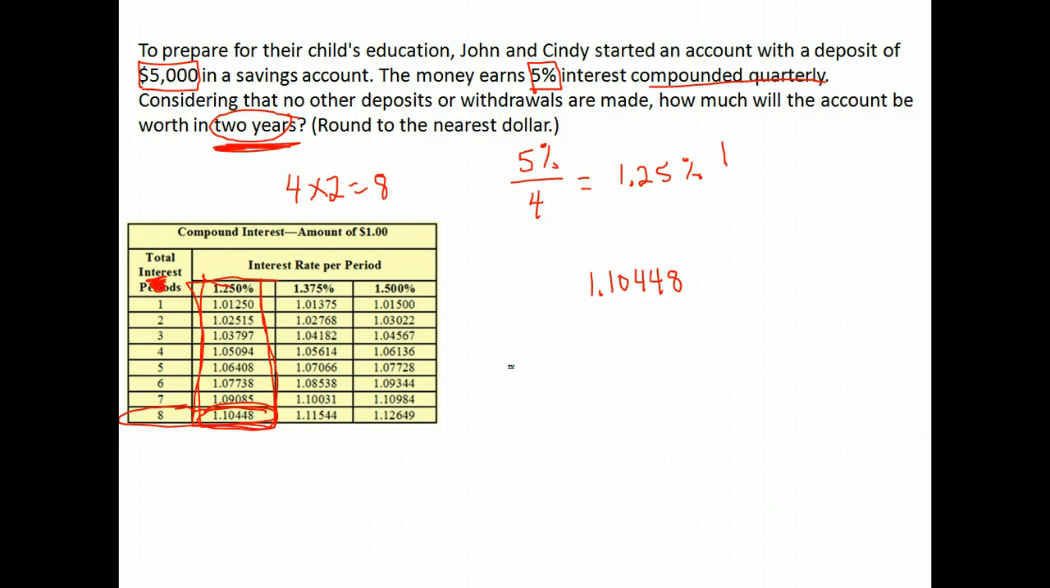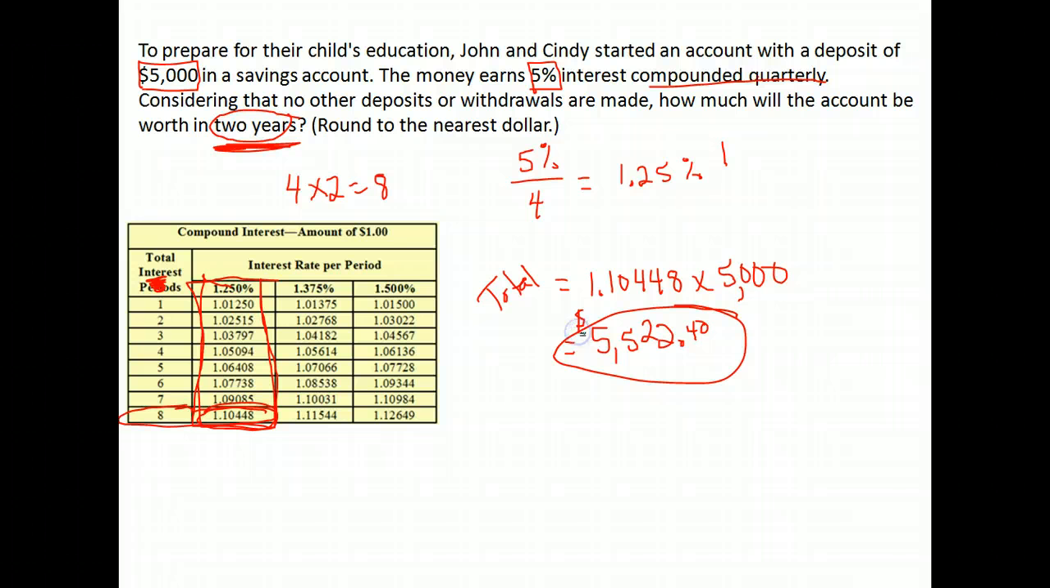1.10448. Okay, now we multiply that by the amount they invested, our 5,000, and that will give us the total amount that they have in the account, which is what they asked for. So last time we subtracted, and the reason we subtracted was because they asked for the interest, but this time they're asking for the total amount, which is what our formula automatically gives us when we use a table. So the amount in the account at the end of 2 years will be $5,522.40.